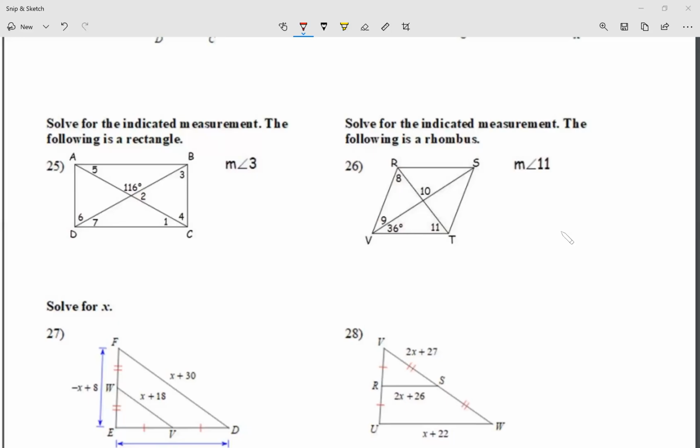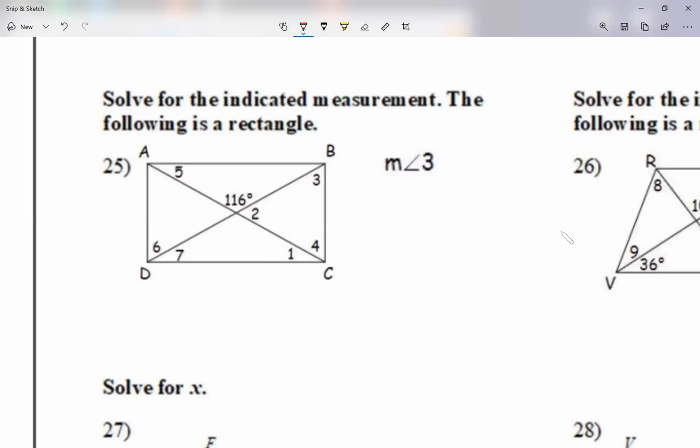We're going to be dealing with special parallelograms. Those are rectangles or rhombus, okay? So let's start with number 25. We're going to deal with the rectangle here. Solve for the indicated measurement. The following is a rectangle. Like I said, special parallelograms are either rectangle or a rhombus.